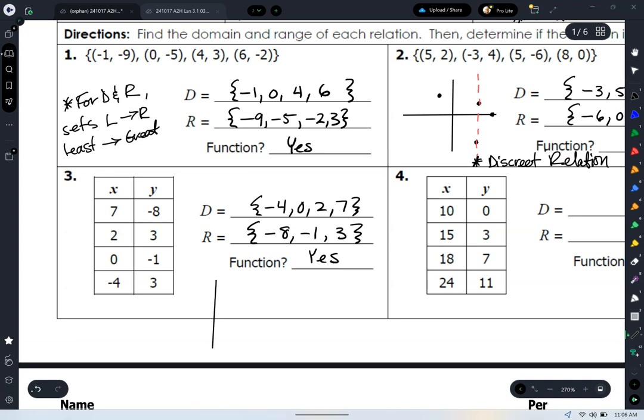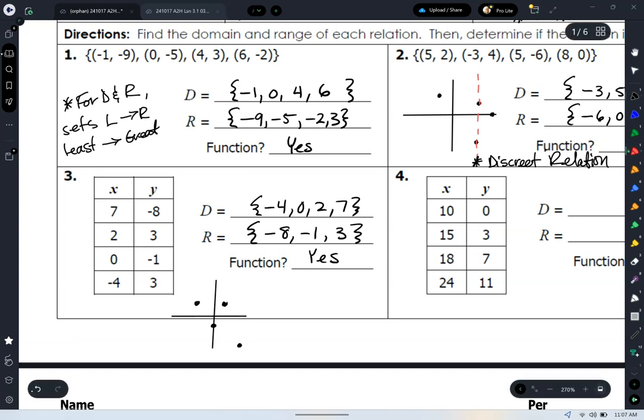Again, this is another discrete function. So I'm just going to do a little xy graph down here. Let's put some points on there. So 7, -8 is probably going to be way down here. 2, +3, maybe like here. 0, -1, it's going to be like here. And then -4, +3 is going to probably be here.